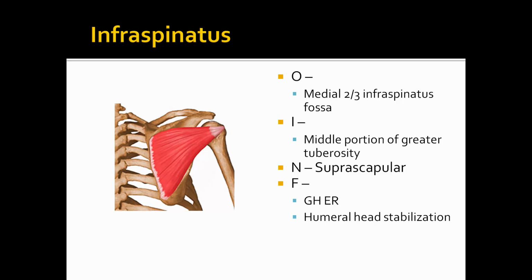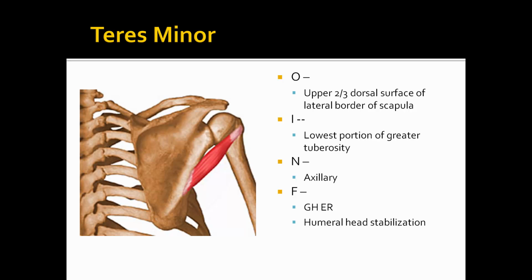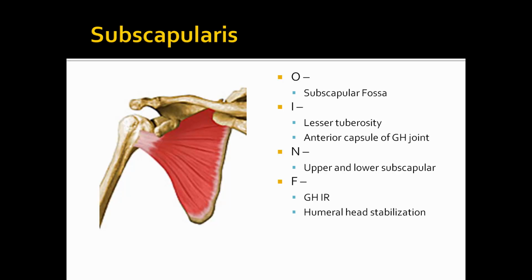Infraspinatus is one of the external rotators. As you can see, it wraps around the back part of the humerus. Imagine if you tighten these up, it's going to make your shoulder go backwards. This is looking from the back. Your teres minor is doing the same thing. It attaches to the lateral border of the scapula and does the same exact thing: external rotation. They also stabilize the humeral head in the socket.